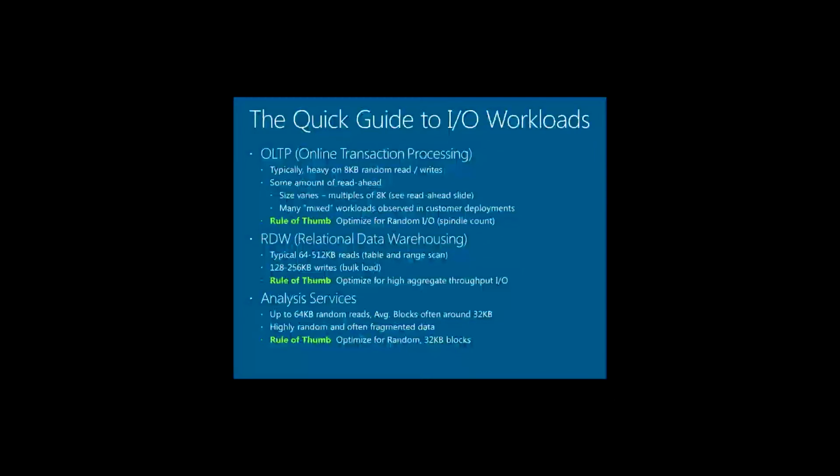Analysis Services is a separate storage engine on the SQL Server end. It tends to use 64K random reads, often very fragmented data. So you're going to optimize for random 32K blocks in your I/O patterns.